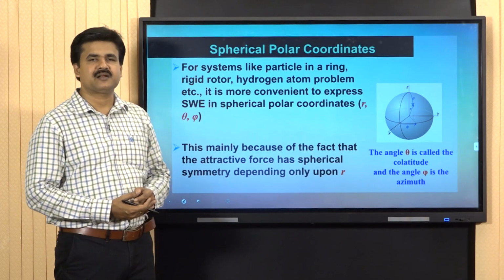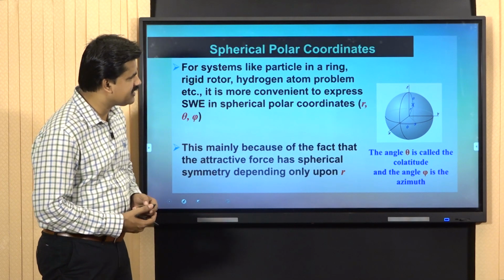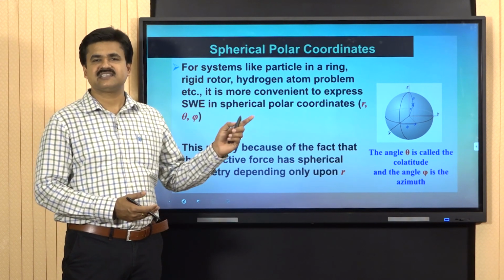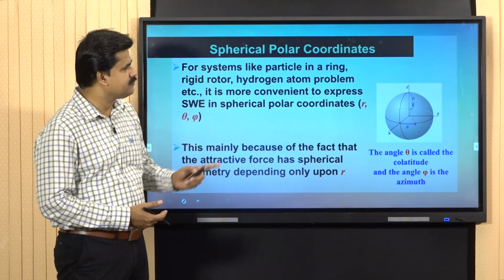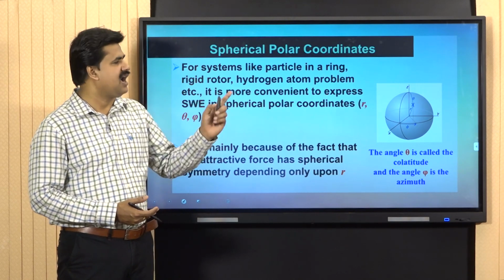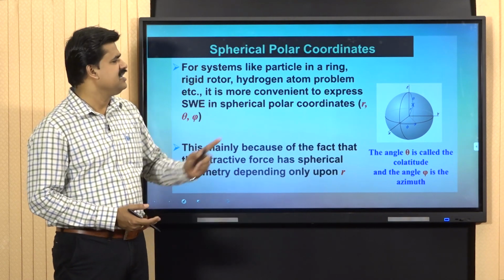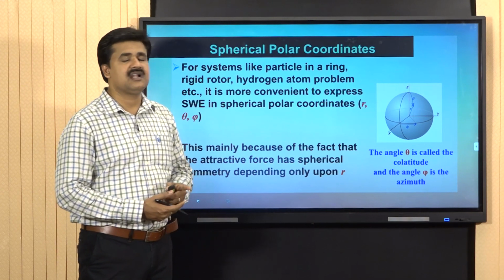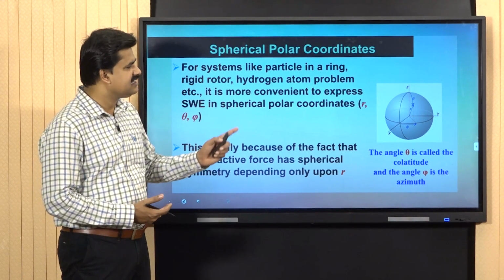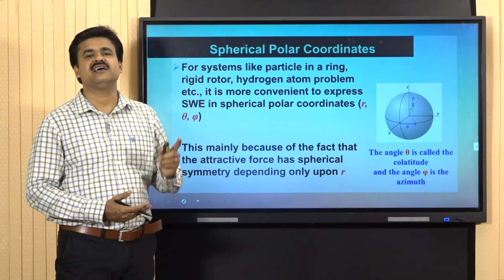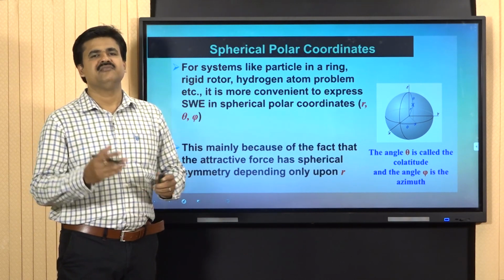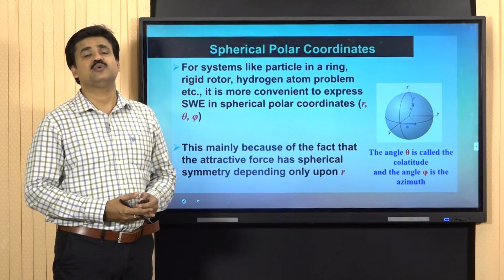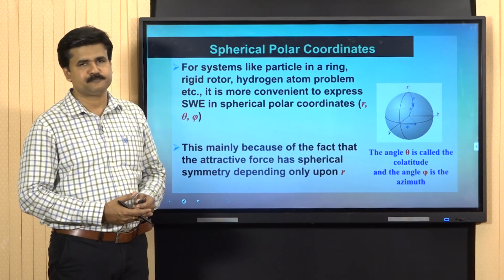This is a pictorial representation of spherical polar coordinates. There you can see the presence of three variables. They are r, theta and phi. The angle theta is called co-altitude and the angle phi is called azimuth. Now we can enter into details of the spherical polar coordinate system.